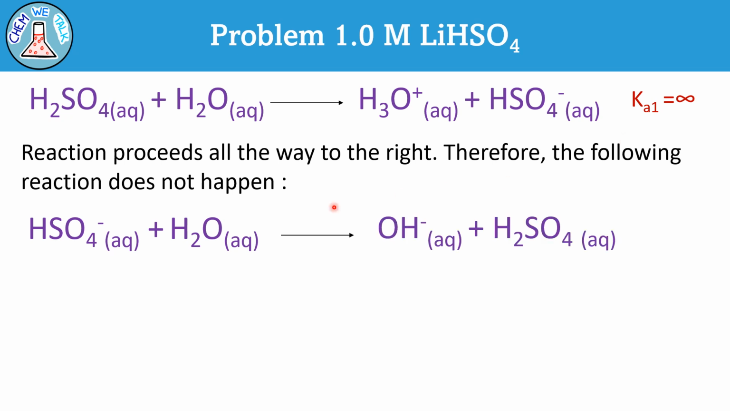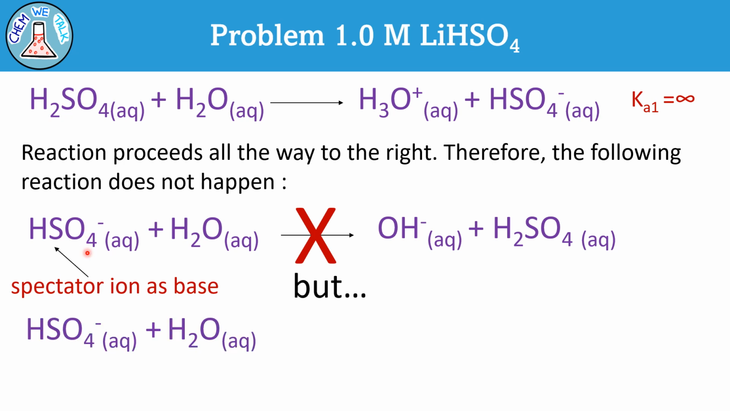If by any chance we try to have the HSO4-, which was a product there, reacting with water, in this case HSO4- would behave as a base, accepting the hydrogen back to reform H2SO4 and producing OH-. This reaction would not occur, which means that HSO4- is still a spectator ion as a base. So far, it is behaving exactly like HCl. But the difference is, what happens with HSO4- if it doesn't behave as a base? Remember, HSO4- has another hydrogen here that can also be donated or lost.